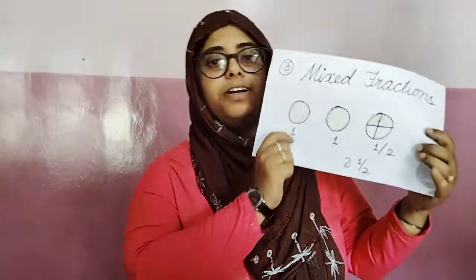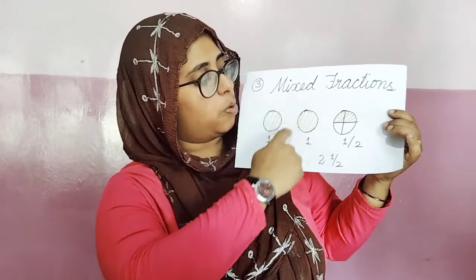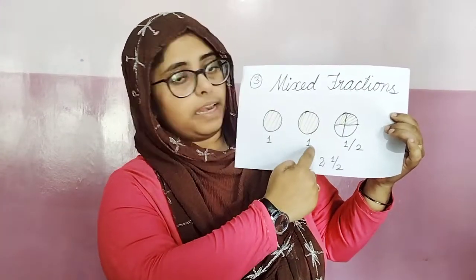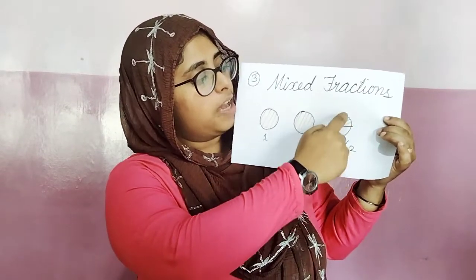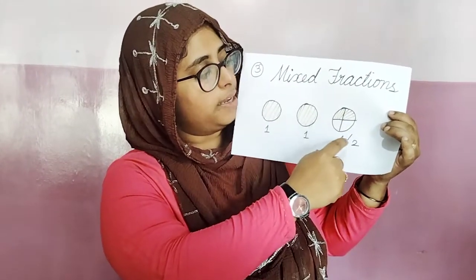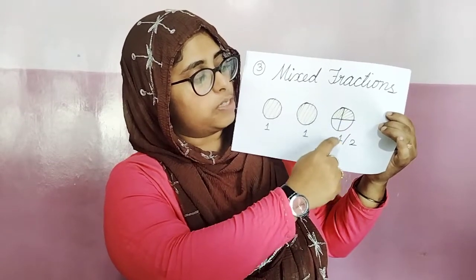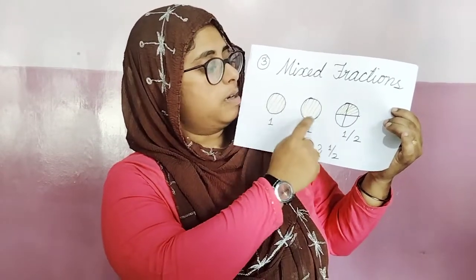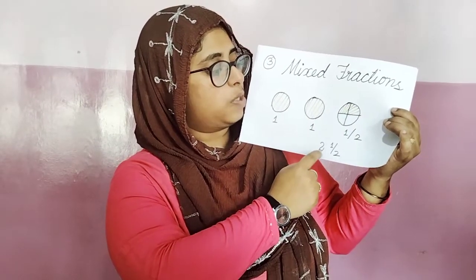So here I have explained with an example. Here you have 1, that is a whole part, and another 1, this is also a whole part, and here we have half. 4 parts totally and 2 parts taken. So 2 by 4 is further reduced to 1 by 2. So 1, 1, 1.5, totally we get 2.5. So these are the 3 types of fractions.